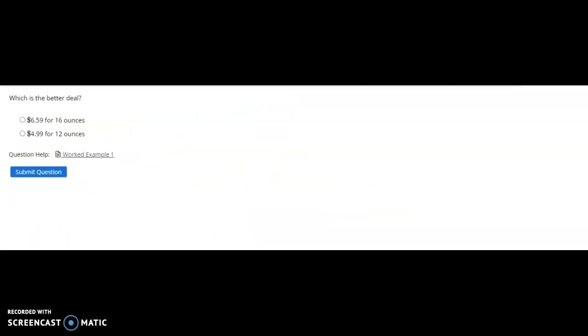Okay, for this one, we again need to find out which is the better buy. So we have 6.59 for 16 ounces or 4.99 for 12 ounces. So again, we want to find out our cost per ounce. This gives us the unit price. So we'll do $6.59 divided by 16, or we have $4.99 divided by 12. So I'll do this on the calculator.